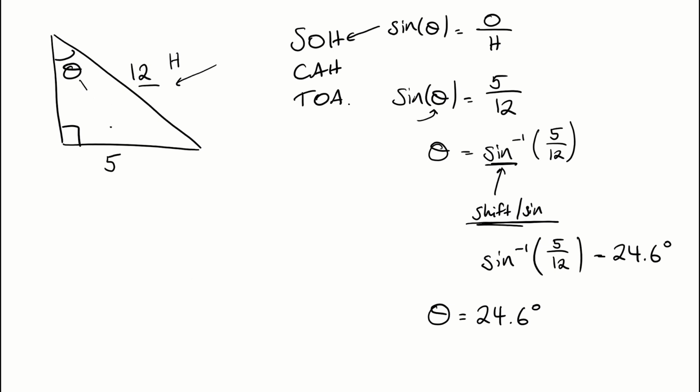So we'll erase this bit in here. We can see now that if I'm given two side lengths of my right angle triangle as 5 and 12, then this angle in here has to be 24.6 degrees.